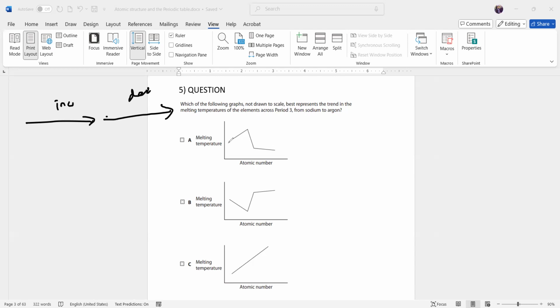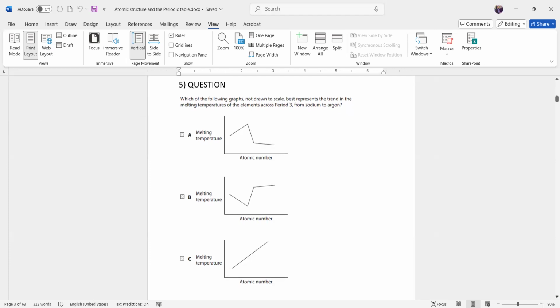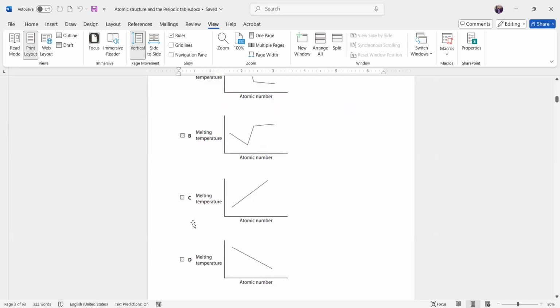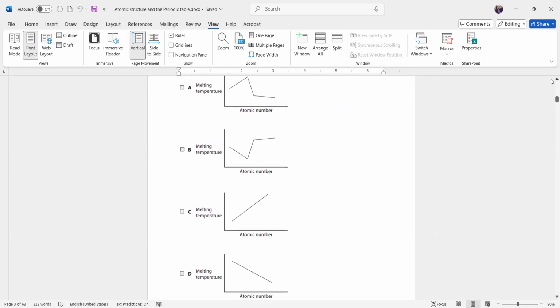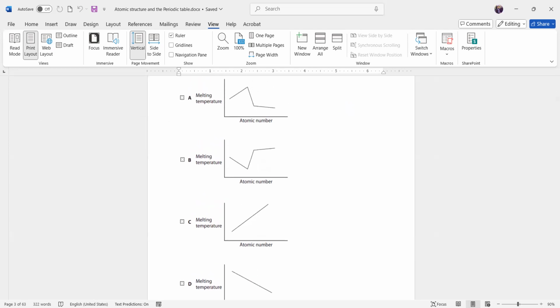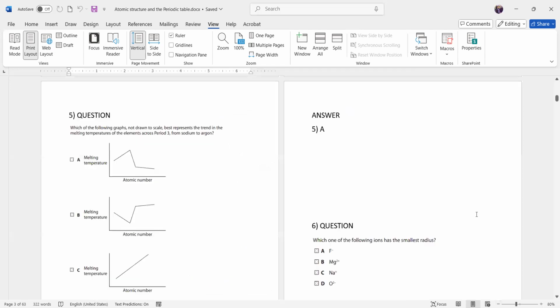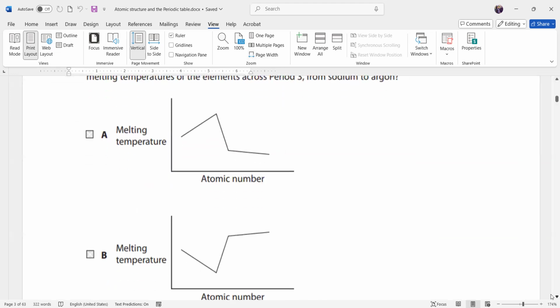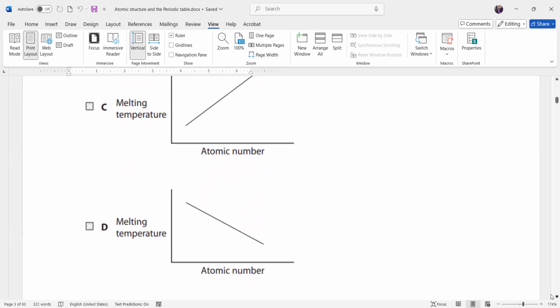Melting temperature: first it increases for 4 and then it decreases. This one is wrong because first it is decreasing. This one is also wrong. This is also wrong because it continues to increase. It should decrease because we have a simple molecular structure, group 5, group 6, and here the melting point is decreasing. Moving on to the next question.